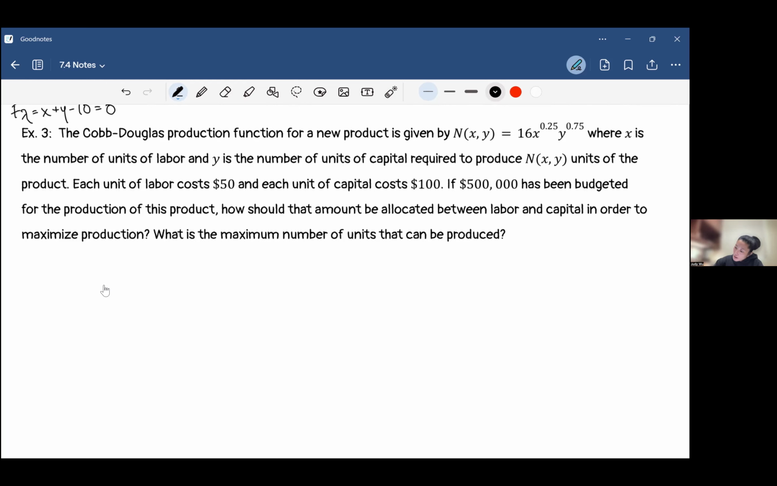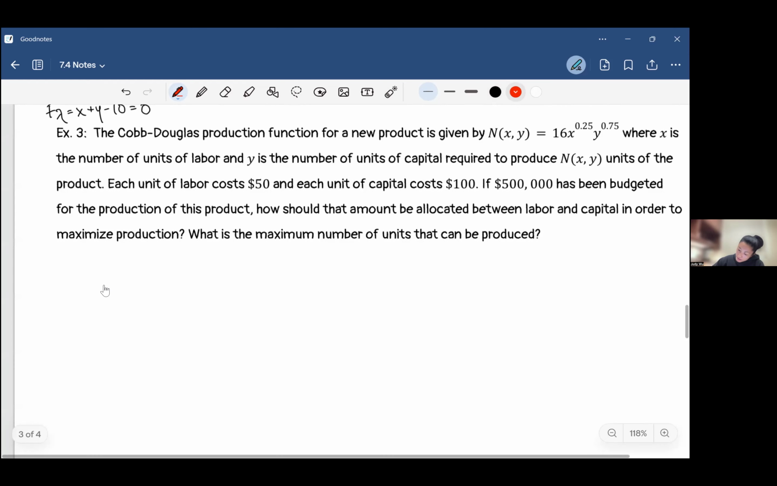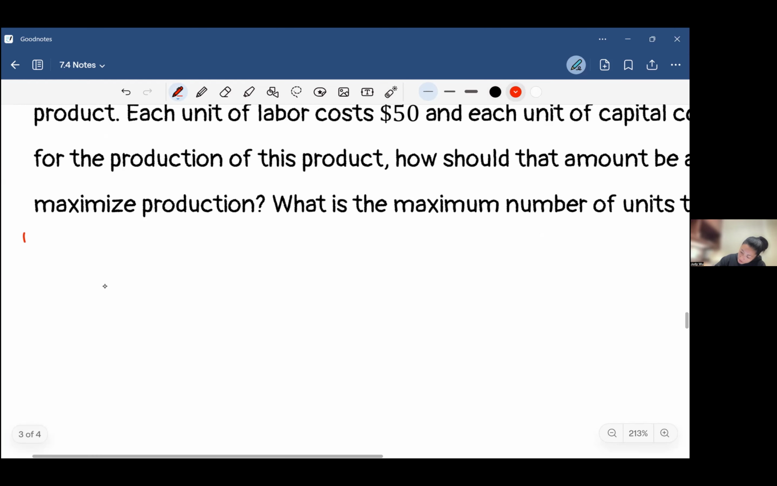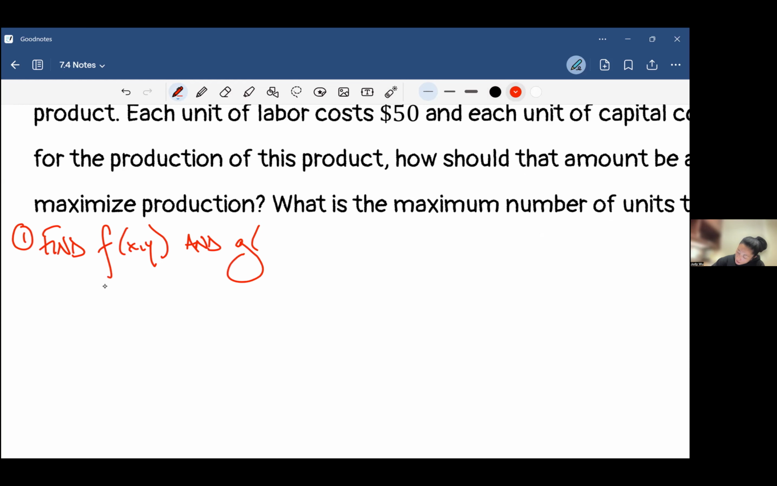Okay. But let's start the same way we've done all the other ones. We're going to find our f of x, y and our g of x, y. And we really want to remember that that g of x, y has to equal 0.